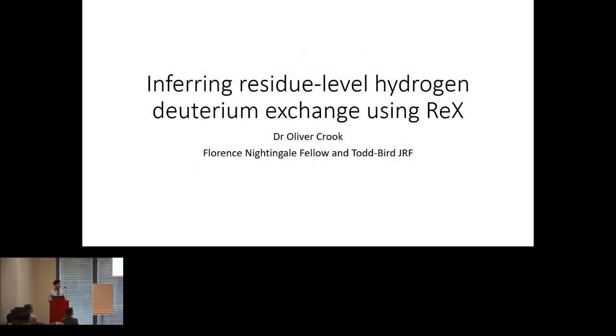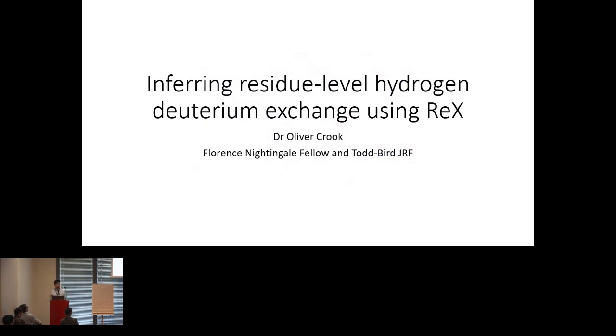incorporation of deuterium. Typically, this experiment is done in multiple protein states, so an antibody-antigen pair, or with a small molecule, or mutants, or whatever you like, and then you can measure the difference between these two states with HDX to say, okay, there's a difference in the conformational state or a difference in the structure. So why do people use this technique?